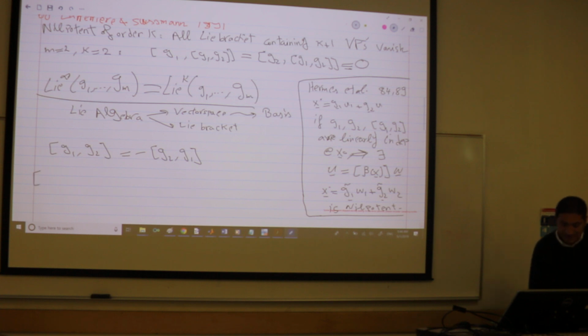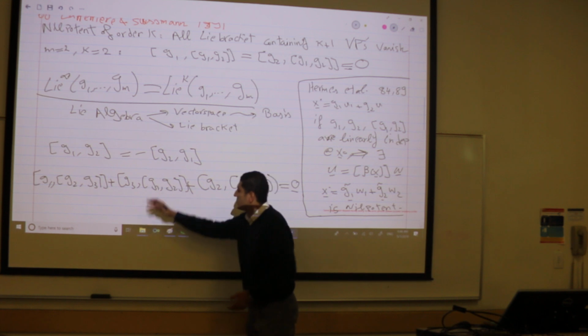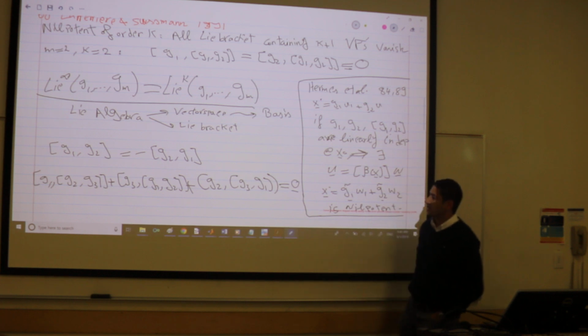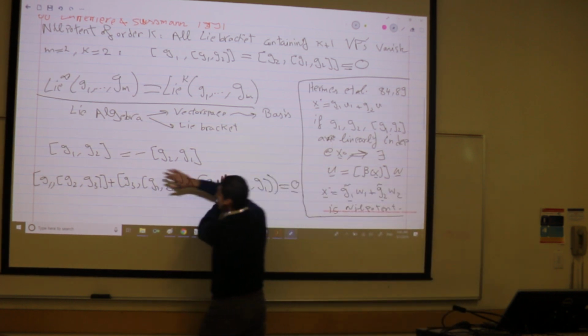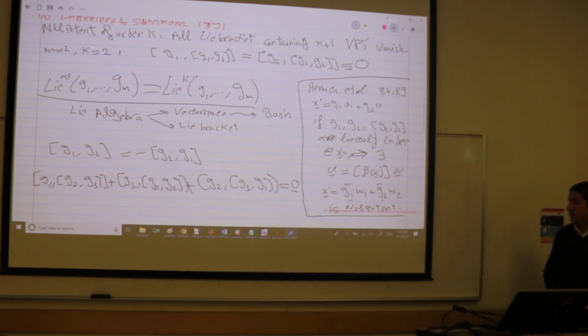Also, because Lie brackets by definition must satisfy the Jacobi identity, [G1, [G2, G3]], and keep rotating, [G3, [G1, G2]], and [G2, [G3, G1]], the result is the zero vector, right? For any G's, I don't care how they look. From a Lie algebraic structure, this is zero, which means one of them is linearly dependent on the other two. One of them will never provide any new information.